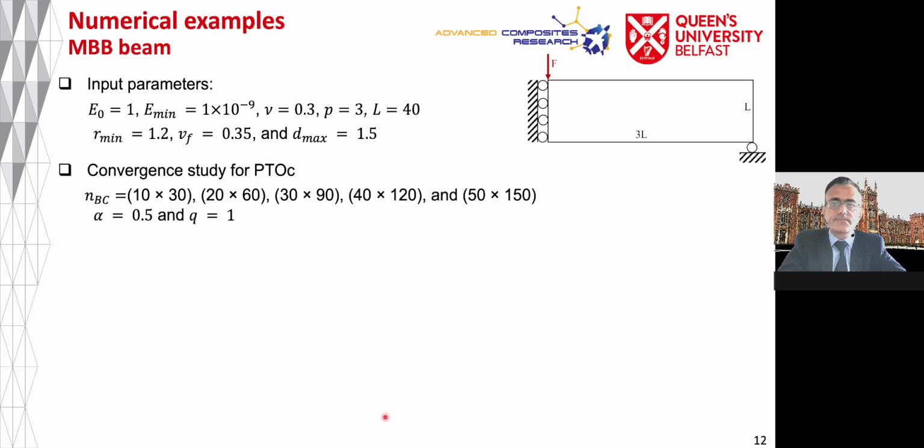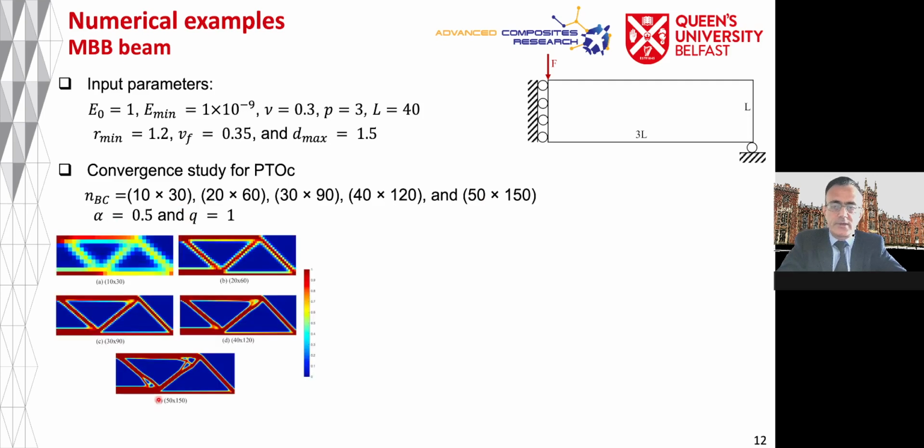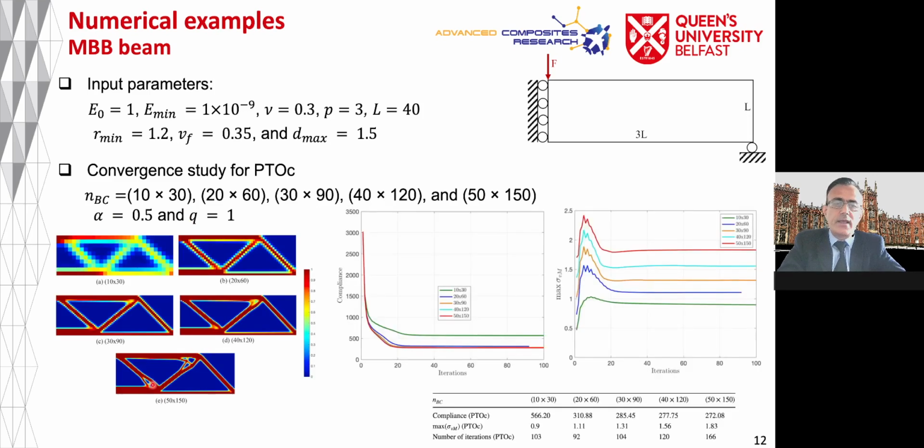Now again, in this case, we are doing some convergence studies. So if we increase the number of background cells, as you can see here, and for the PTOC, we are using alpha equal to 0.5 and Q equal to 1. So these are the optimized geometries. For the very fine discretization, we are getting some more additional details here. And again, these are the compliance versus iteration and maximum von Mises stress versus iteration plots.